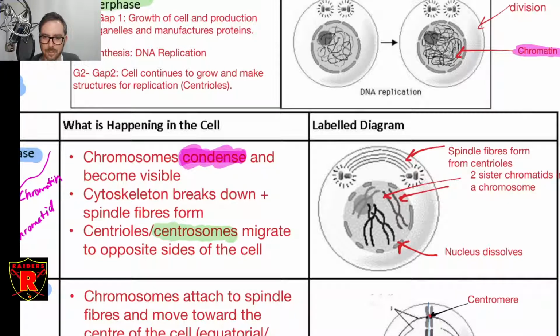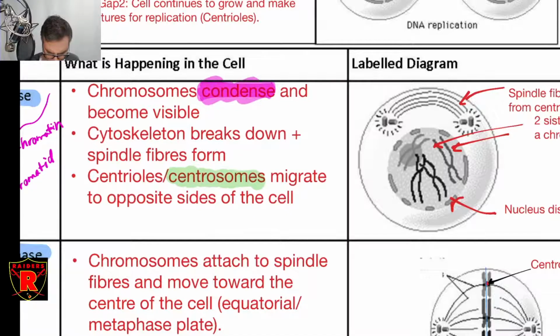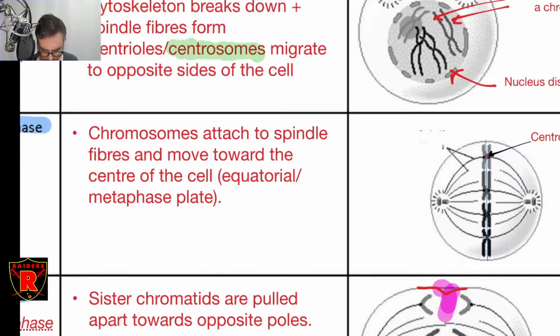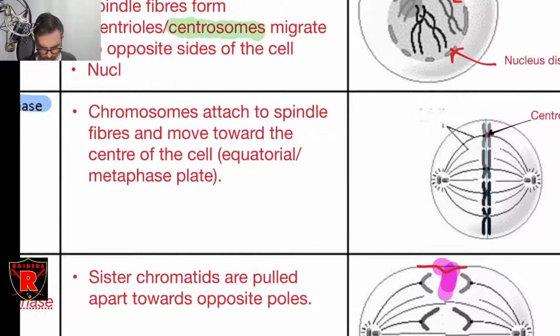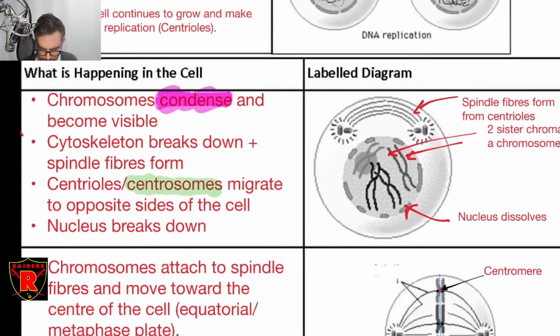Okay, so we've got the nucleus breaking down. Did I leave nucleus breaking down under there? I didn't even mention it. Cytoskeleton breaks down. Spindle fibers form. Huh, I didn't put nucleus breaks down. Why didn't I? That's weird. Let me add that. So the nucleus dissolves or breaks down as well.